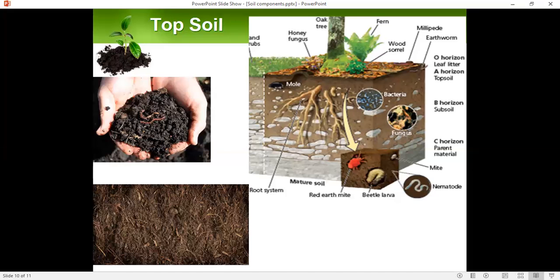It's a simple lesson. We just talked about the soil components and the importance of each part. We have finished the lesson. I hope you got it.